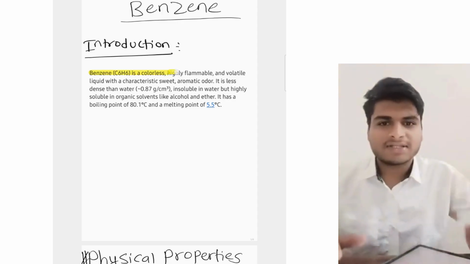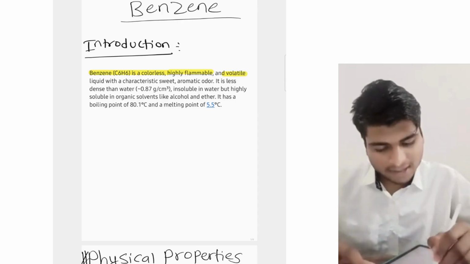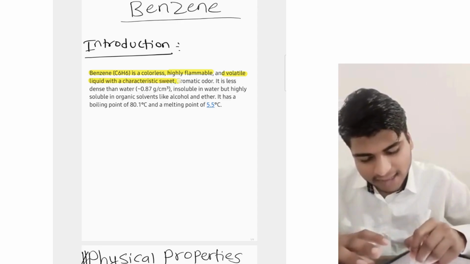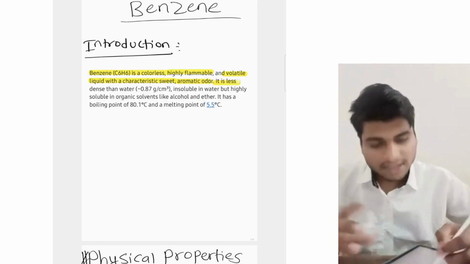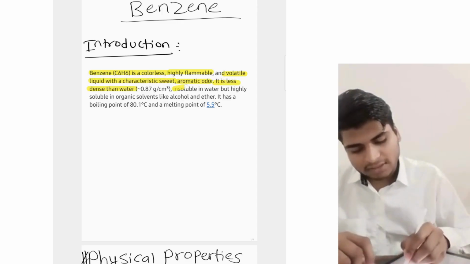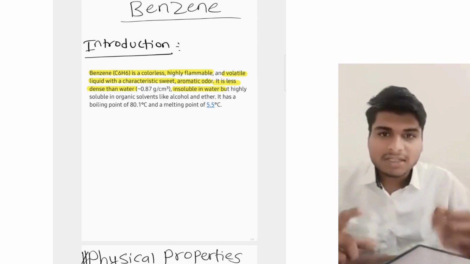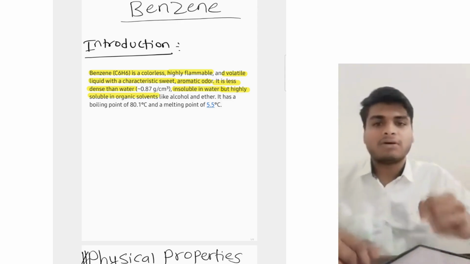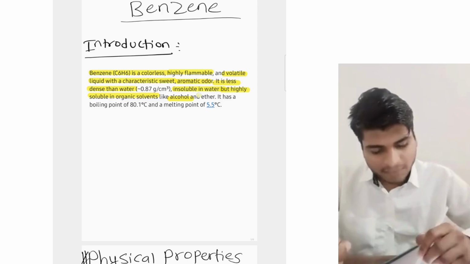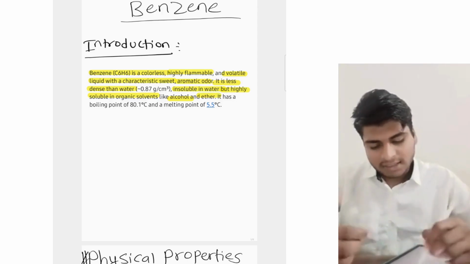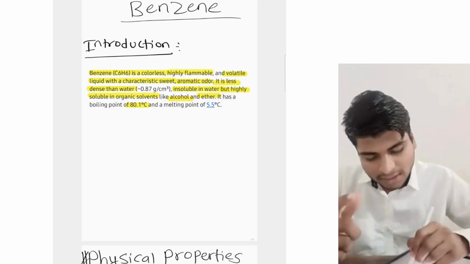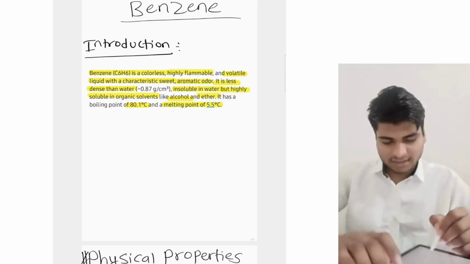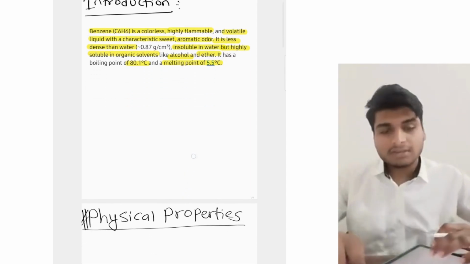Benzene is a colorless, highly flammable and volatile liquid, that means it easily evaporates, with a characteristic sweet aromatic smell. It is much less dense than water and insoluble in water, but highly soluble in organic solvents. Organic solvents means alcohols, ether. It has a boiling point of 80.1 degrees Celsius and a melting point of 5.5 degrees Celsius. And this is the introduction part.